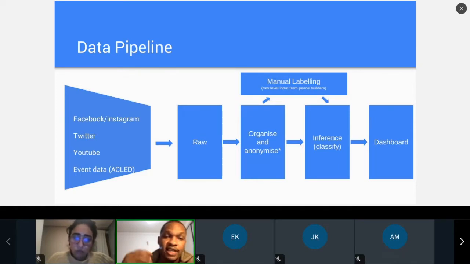And then we organize and anonymize this data because we know that this information is very sensitive, especially in different contexts. And this has two parts. One, it has manual labeling just for the system that you're building to understand what you're trying to monitor. And then once that is done, it's then automated. So then it's classified in an automated fashion based on the seed data that you've used to label. And then the end result is now a dashboard that then can be used to visualize the trends that you're seeing and things like that.